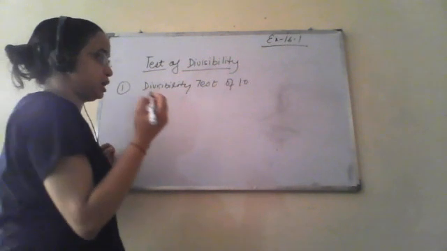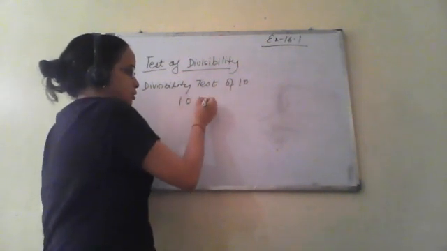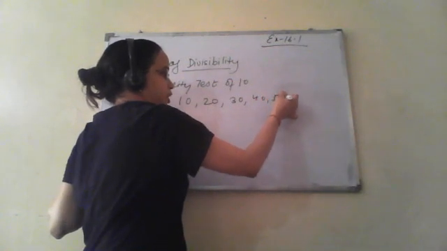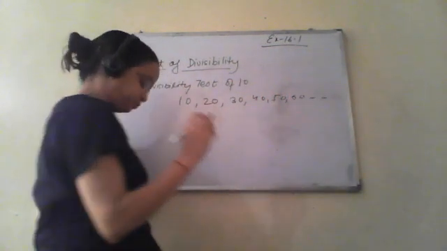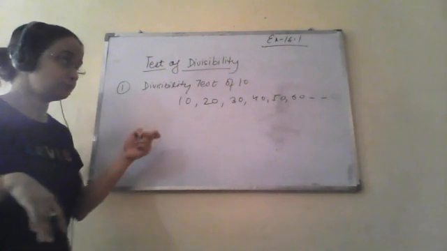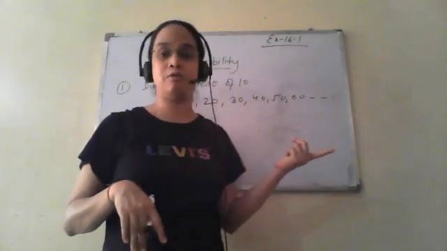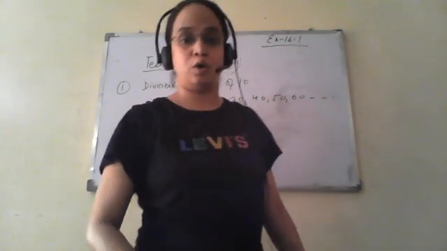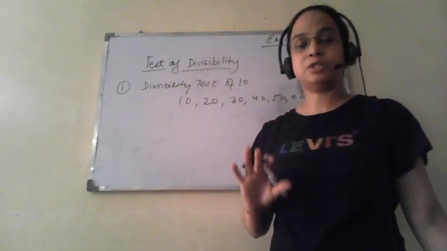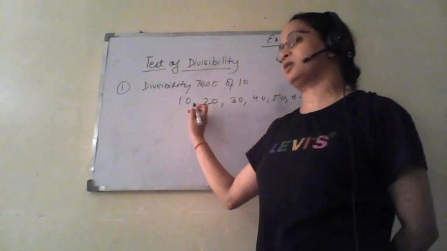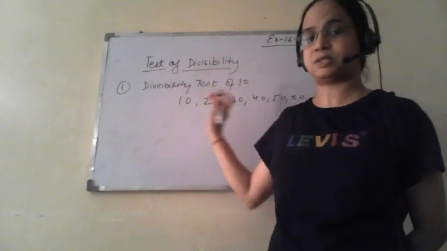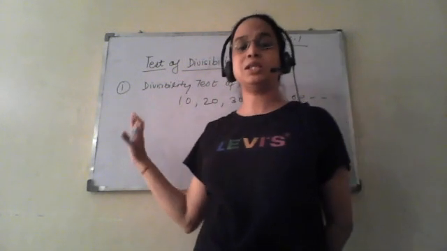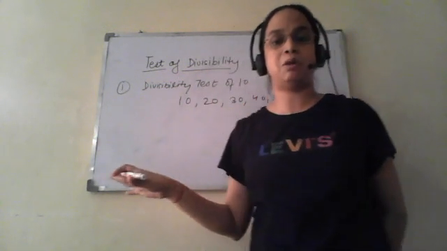If we look at multiples of 10, these are 10, 20, 30, 40, 50, 60, and so on. So what you observe is that in every multiple of 10 we have 0 at the unit place. So the divisibility test of 10 is we have to check the number at the unit place. If it is 0, then without actual division we can say that the given number is divisible by 10.